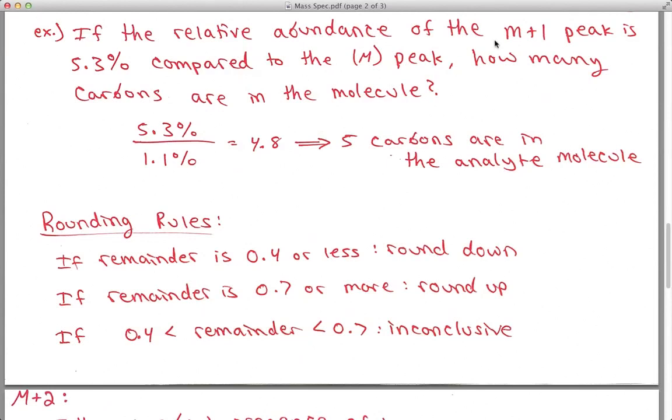If the relative abundance of the M+1 peak is 5.3% compared to the M peak, how many carbons? Well, we said earlier that if we take the relative abundance of the M+1 peak compared to the M peak, which here they're giving us, it's 5.3, and we divide that by 1.1, we can make an approximation of the number of carbons in the molecule. 5.3 divided by 1.1 is 4.8, which leads us to approximate that there are 5 carbons in this analyte.